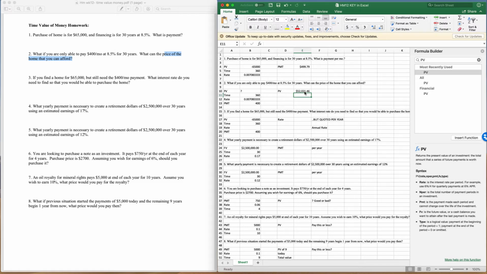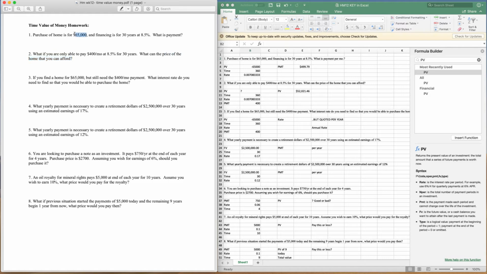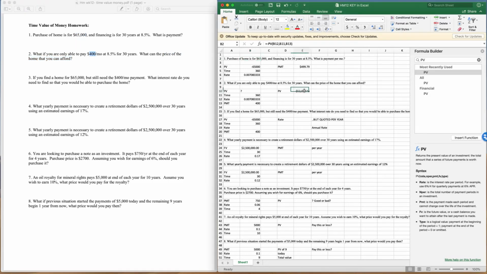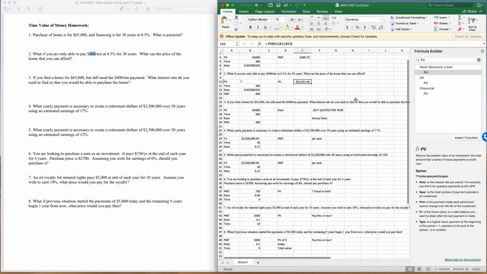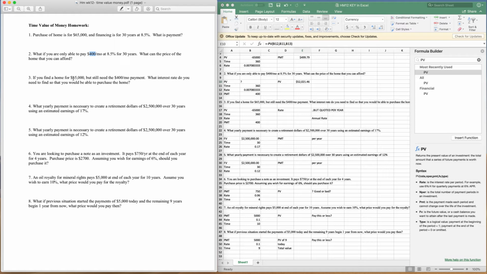But basically the idea, of course, is we can only afford so much of a home. If we're only looking to pay $400 a month, we're going to have to come down to $52,000 as far as a home goes. All right, let's say that third question. We still want that $65,000 home, but we can only handle $400 a month. What about rate? Can you negotiate the interest rate? And the answer is yes, you can. It depends on how much risk you are showing, but let's look at what that would work out.